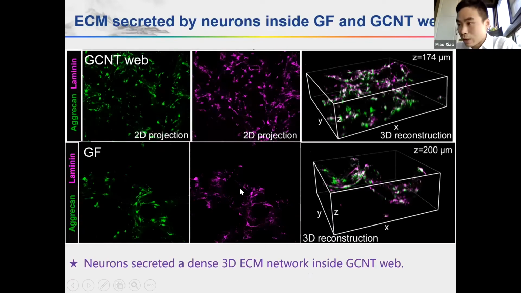Then to investigate the neural network's application, we would like to build a glioma infiltration model. The ECM plays a really important role in the glioma's infiltration. So here we also stain the ECM. Here we stain the aggrecan and the laminin. Also here in the GCNT web, we can find a really denser ECM than inside the graphene foam.